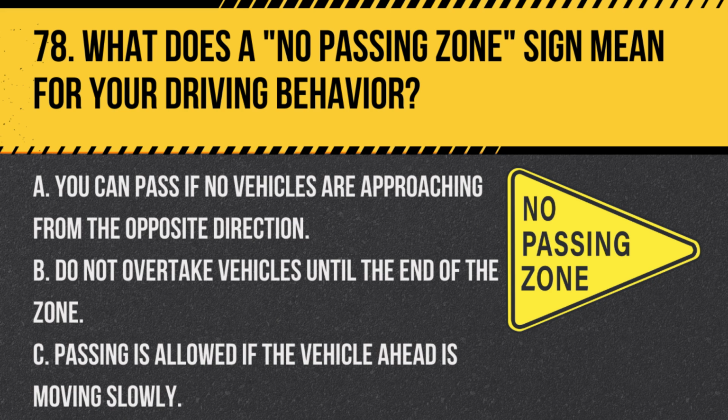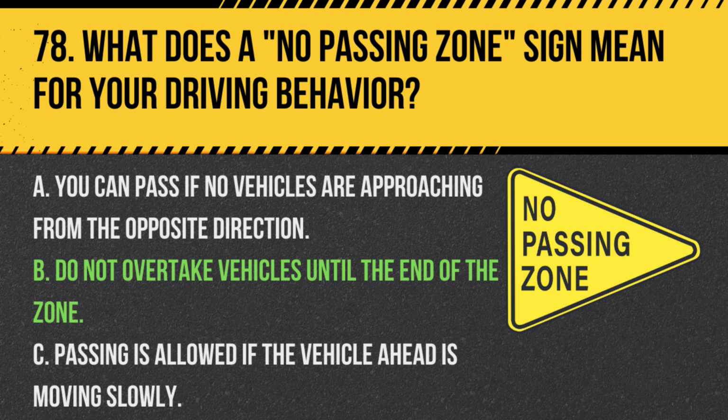Question 78. What does a no passing zone sign mean for your driving behavior? A. You can pass if no vehicles are approaching from the opposite direction. B. Do not overtake vehicles until the end of the zone. C. Passing is allowed if the vehicle ahead is moving slowly.